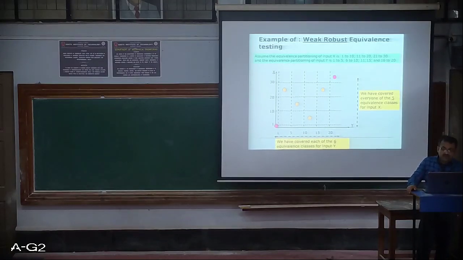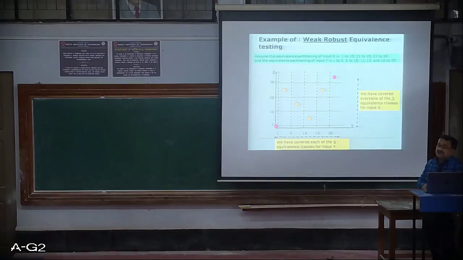In the case of Y partitions, instead of having 4 partitions in the valid range, which we discussed in weak equivalence testing, now we have 6 partitions, right? 2 invalid partitions. Similarly for the X range, we had 3 partitions in the valid range. Now we have 5 partitions, with 2 in the invalid range.